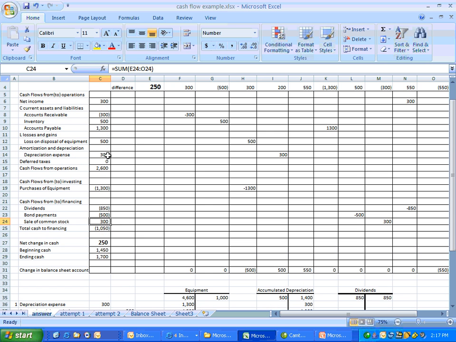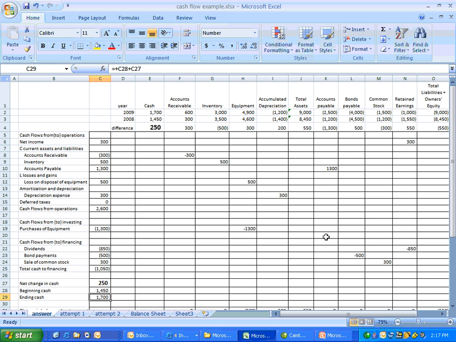So we take our cash flows from operations, which is $2,600. We reduce it for our cash flows to investing of $1,300. And then we subtract out cash flows to financing of $1,050, and that gives us a net change in cash of $250. And that makes our statement of cash flows work for the year.